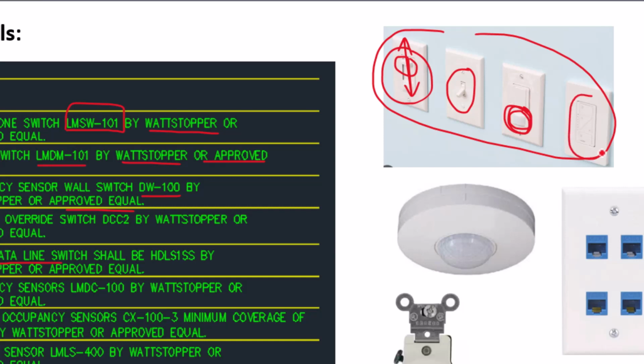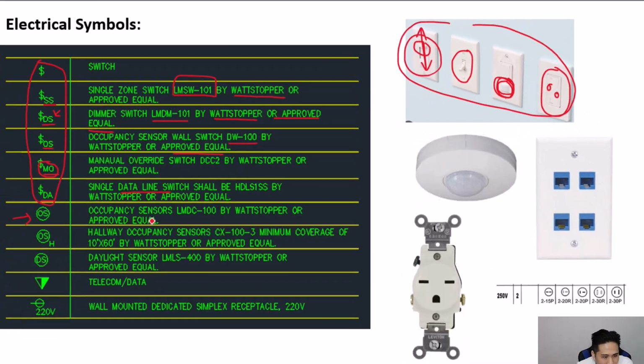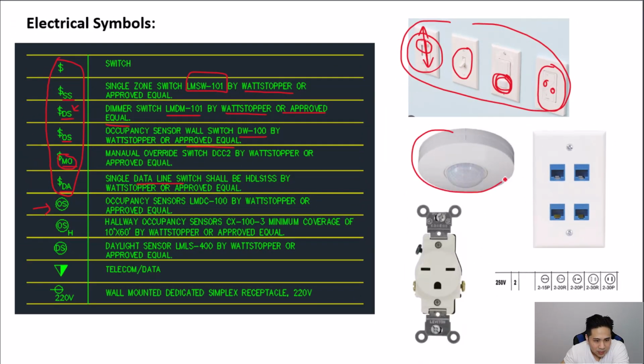Here again is another dimmer type of switch. You can see the up and down arrows here, which would dim the lights. You can have an occupancy sensor, which is this. So you can either have the sensor on a wall switch, or you can have them on a wall, or even on the ceiling. So this particular type right here would be a ceiling type, but they do make wall type occupancy sensors as well.